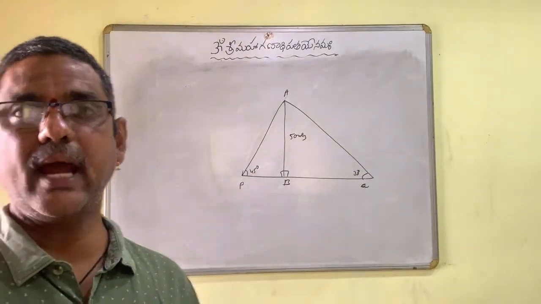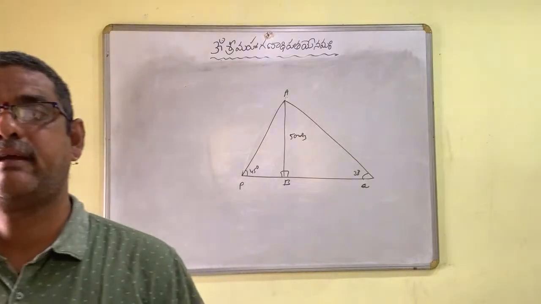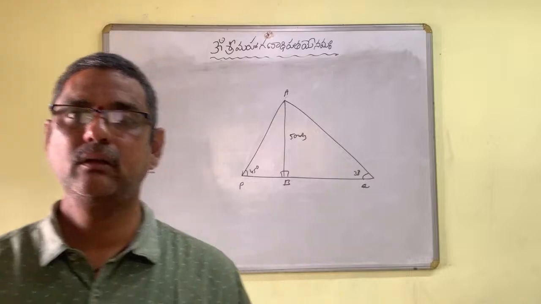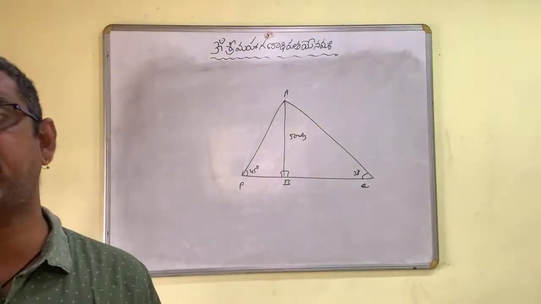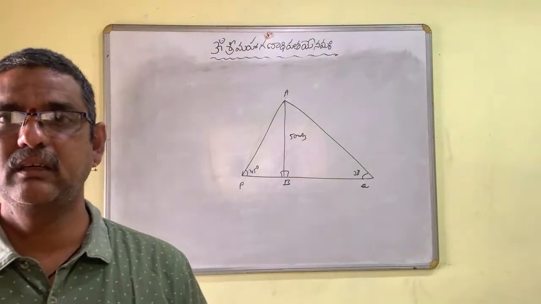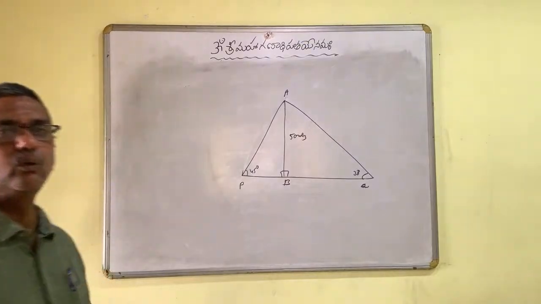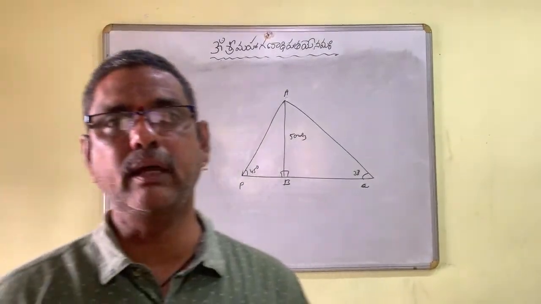Two men standing on the opposite sides of a tower which is 50 meters high. Let the points of observation be P and Q. So from P the angle of elevation of top of the tower is 45 degrees and from Q it is 30 degrees. And what we have to find out? We need to find out the distance between the two men.